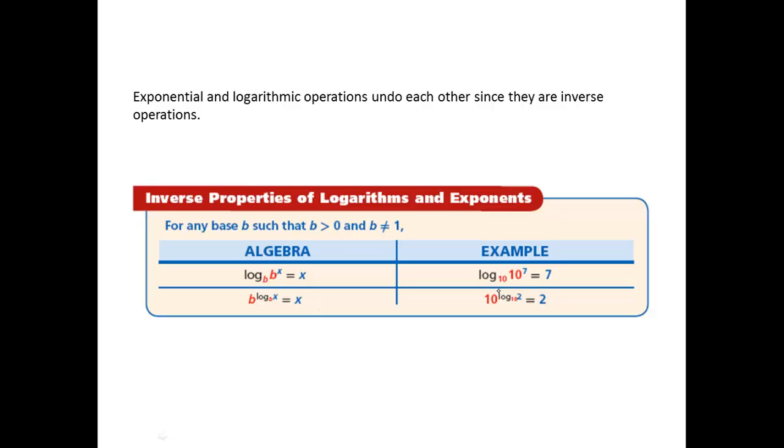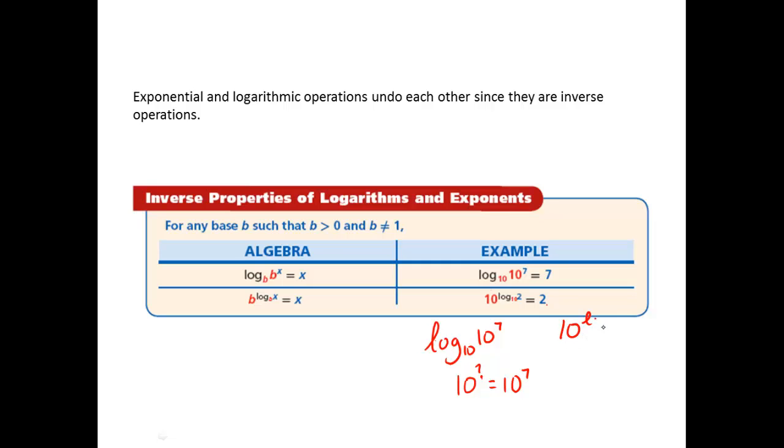So for example over here, if we have log base 10 of 10 to the 7th, let me just write that out again. Remember, if you're simplifying this, you're thinking 10 to the what is going to give me 10 to the 7th. Well, the what has to be a 7. Same thing with our exponent. If we were going to rewrite this in log form, we would get 2.